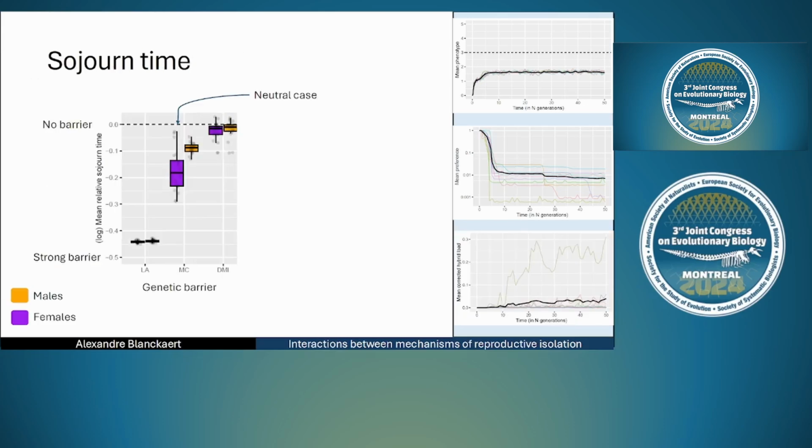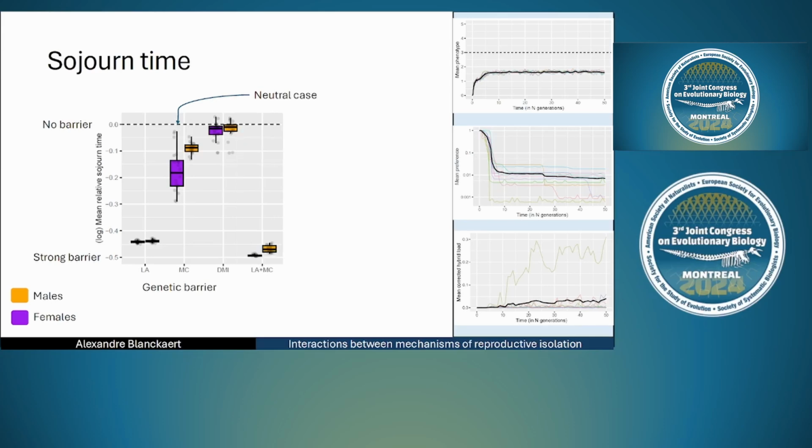Now we are looking at slightly different figures. Now that our populations have evolved, we can turn off some of the genetic barriers. In the first display, we only keep local adaptation and compare the mean sojourn time of a mutation to the neutral case, which is represented by the dashed line. You can see that local adaptation is doing a really good job at reducing this sojourn time, meaning that there is a strong barrier to gene flow. Mate choice is doing okay-ish, with a bit of a difference between males and females, because males are the ones choosing. And DMI is pretty pointless, but they also don't evolve, so it's not really surprising.